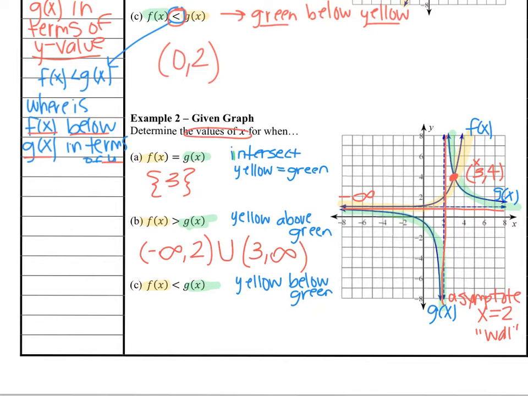Okay? And then the last one here is where is f of x less than g of x? So where is the yellow below the green? So the yellow is below the green for a very brief moment in time, right from here to here. So the green is on top of the yellow right from there to there, just between that asymptote of 2 to our intersection point of 3. So just from the value of 2 to 3.